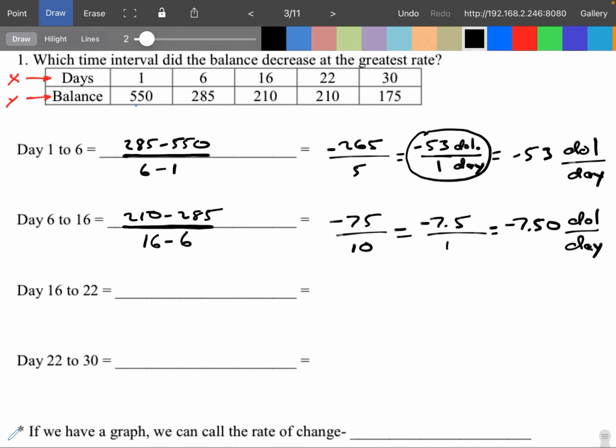So for that second time period from day 6 to day 16, over that time interval, your balance in your checking account is going down at a rate of $7.50 a day. And let's keep going with the last two here.